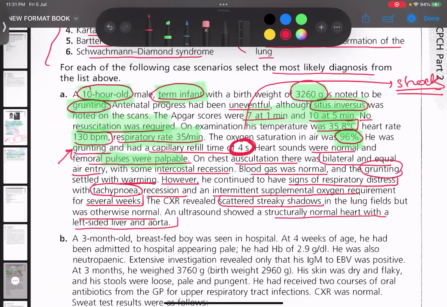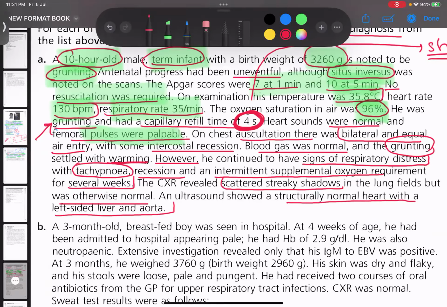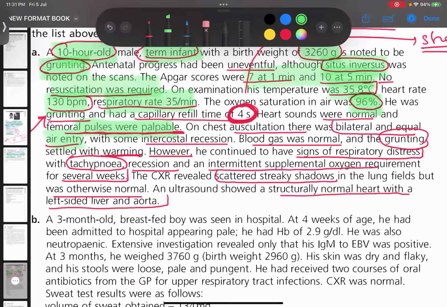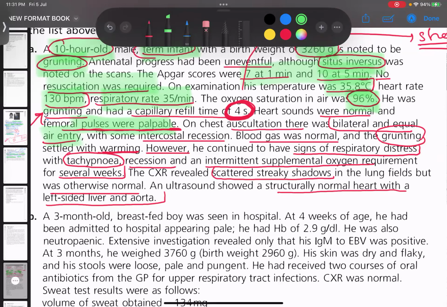But they are excluding any kind of congenital heart disease. What are they trying to exclude by saying that femoral pulses are normal? Coarctation of aorta. That's the thing they're trying to exclude. On chest auscultation, bilateral and equal air entry, so no problem in the lungs. And they're saying that blood gas was normal.